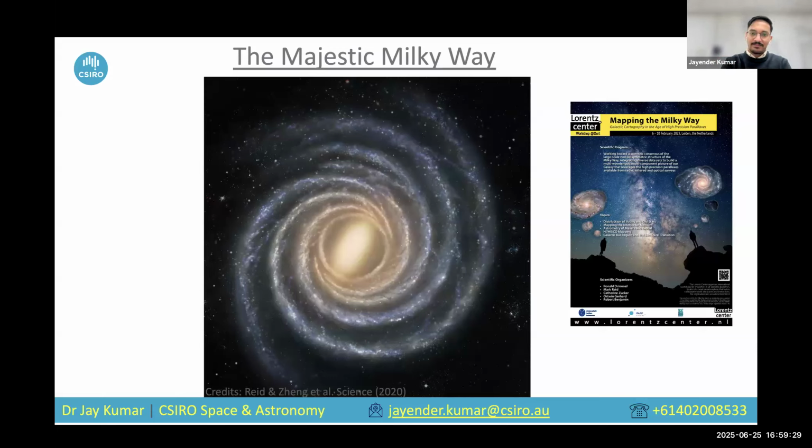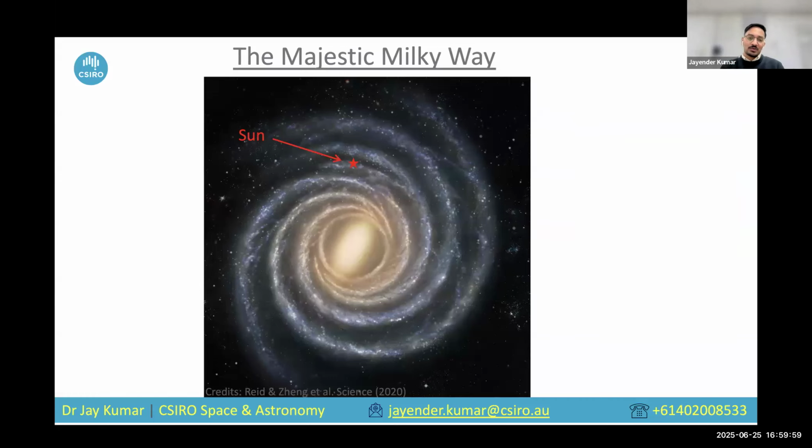What you see on the left hand side is the Milky Way map, which includes all of these inputs. This map is from 2022, because the most recent map hasn't been available yet, or I might not have been able to find it. So that's what the most accurate Milky Way map looks like, and this comes from Reid, Zhang et al. in Science in 2020.